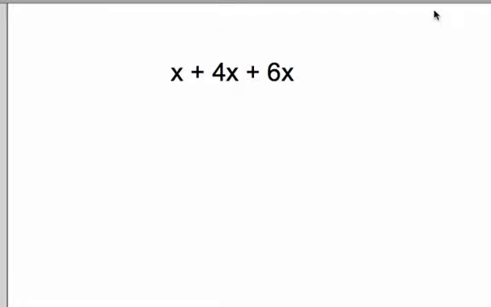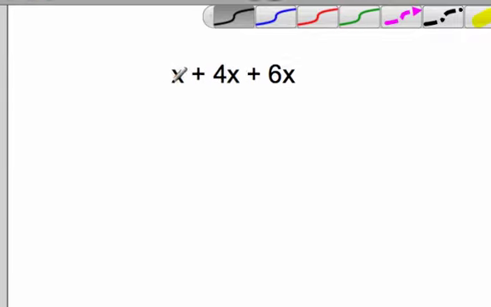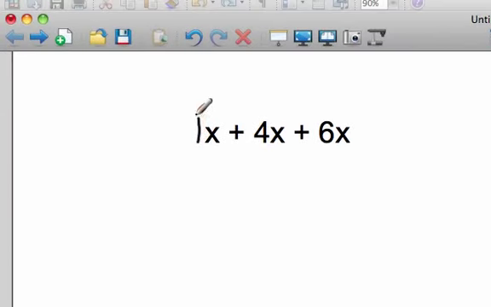So if we were to combine this and simplify this and make this into like terms, all we would do, this right here, if you don't see a coefficient with it, it's because it's 1x. So in the book, they don't usually use the number 1. In the book or real life in general, they don't use the number 1 there. They just write x. So 1x plus 4x plus 6x, that's going to equal 11 times x.